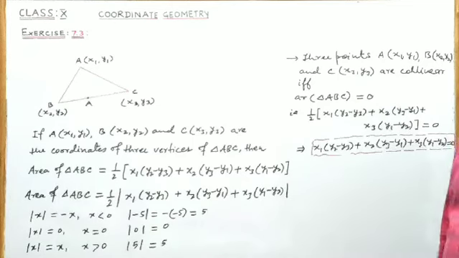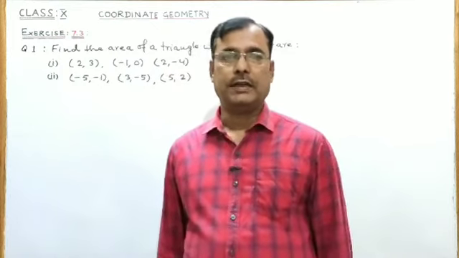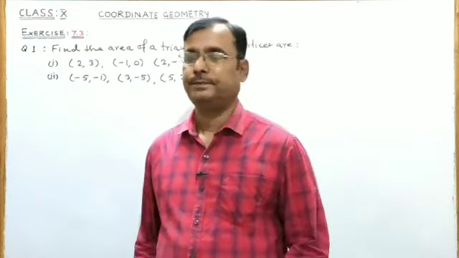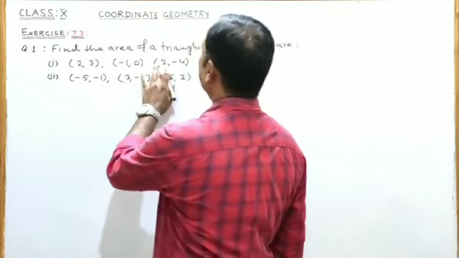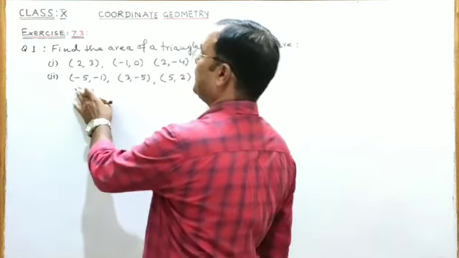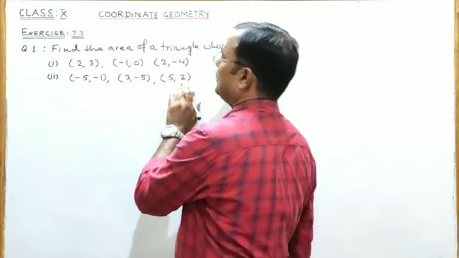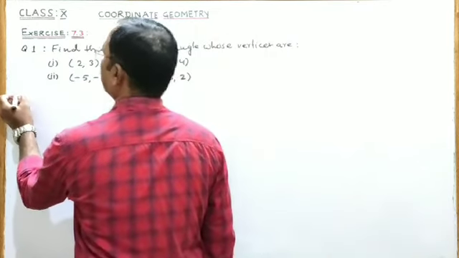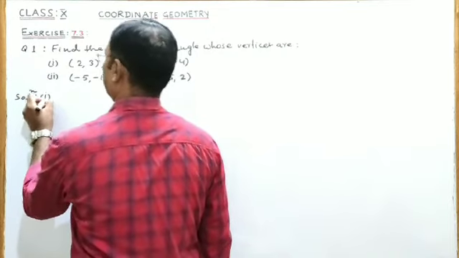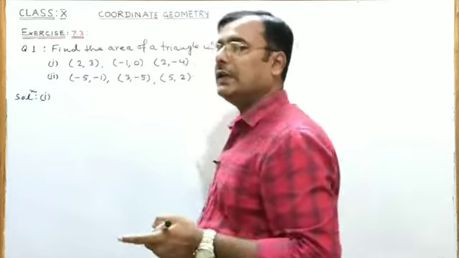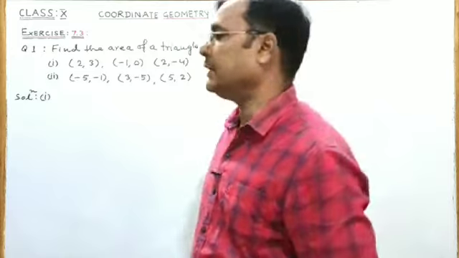Now question number 1. Find the area of a triangle whose vertices are 2, 3, minus 1, 0, 2, minus 4 and second part is minus 5, minus 1, 3, minus 5 and 5, 2. So in this question we are given the coordinates of 3 vertices of a triangle, and we have to find out area of the triangle.